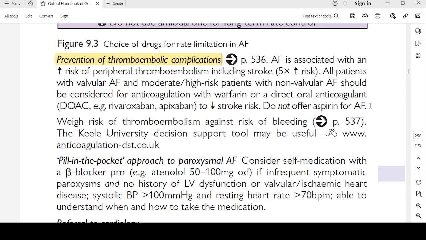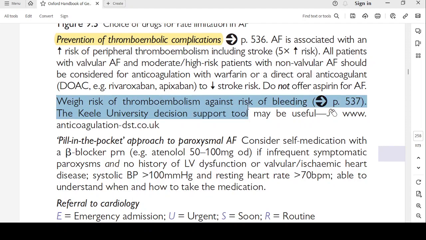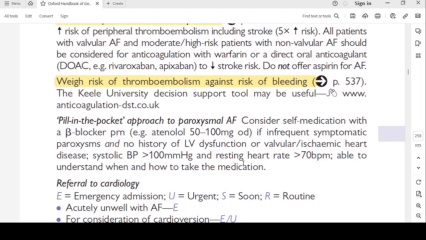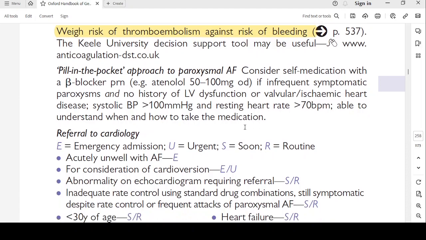For example, rivaroxaban or apixaban to decrease the stroke risk. Do not offer aspirin for atrial fibrillation. Weigh the risk of thromboembolism against the risk of bleeding. The NICE Decision Support Tool may be useful for anticoagulation. So in this, first we have the CHA2DS2-VASc score, which will decide if they have to be given anticoagulation or not, and again the bleeding risk score, the ORBIT score, will help us decide whether we have to give anticoagulation or not.